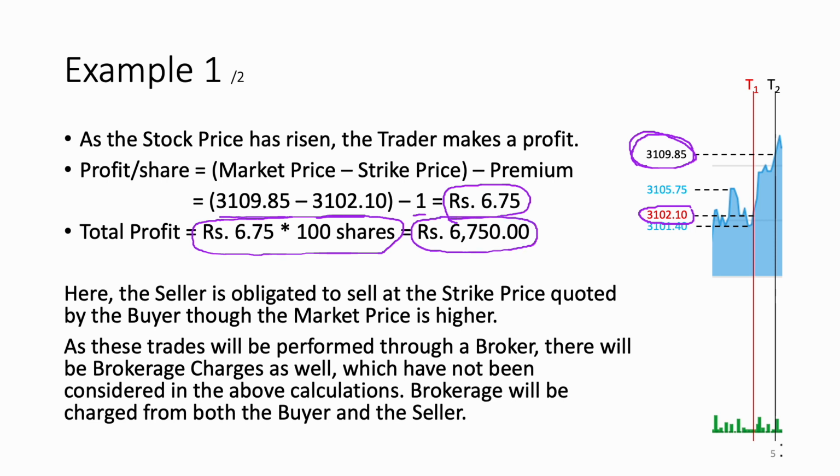Now call options always happen in a lot. The lot size normally is 100, it can be others also, it can be 1000 also, but normally the lot size is 100. So in this case, you notice that since the market price has risen, the buyer makes a profit. And even though the seller will be making a loss, he is obligated, he must sell at the strike price that is quoted by the buyer.